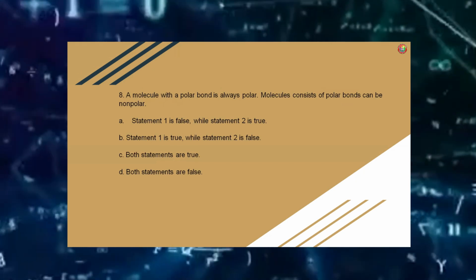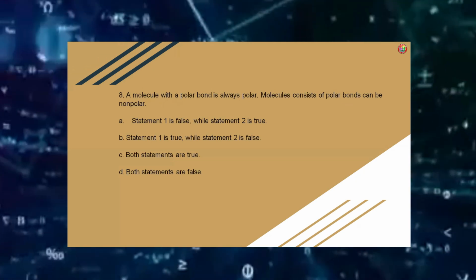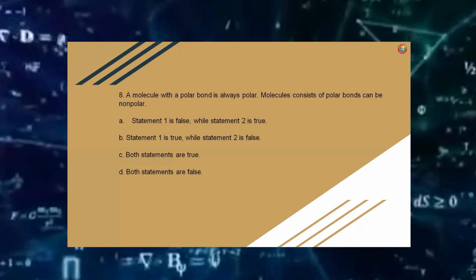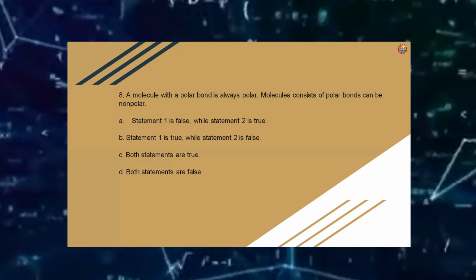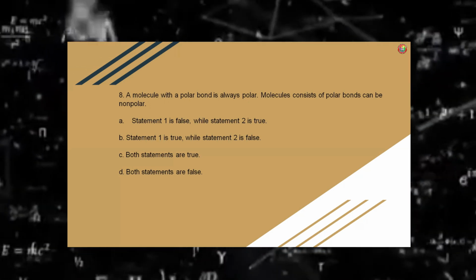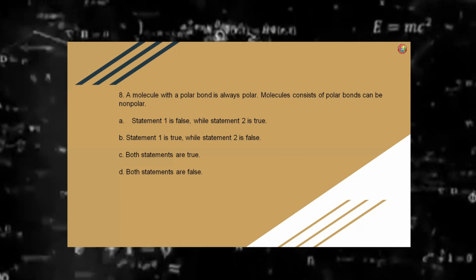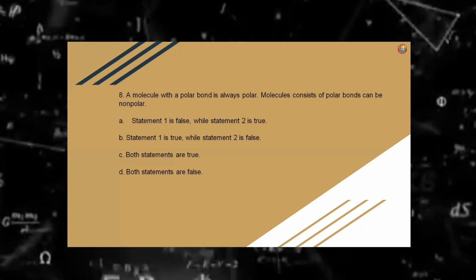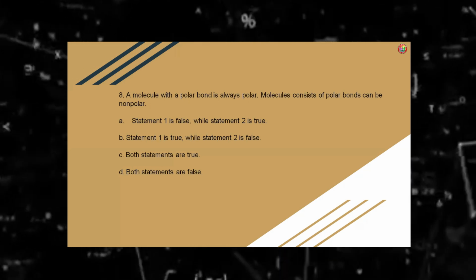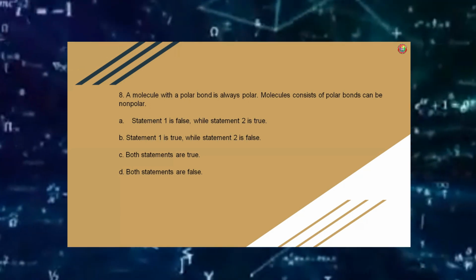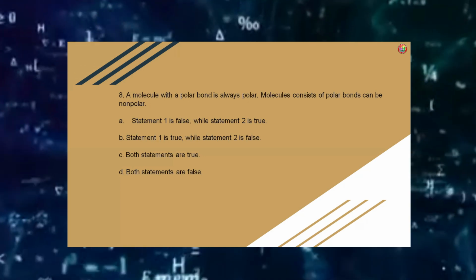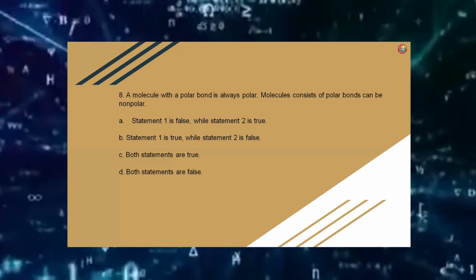8. Statement 1: A molecule with a polar bond is always polar. Statement 2: Molecules consisting of polar bonds can be nonpolar. A. Statement 1 is false, while statement 2 is true. B. Statement 1 is false, while statement 2 is false. C. Both statements are true. And letter D. Both statements are false. So the answer is letter A.